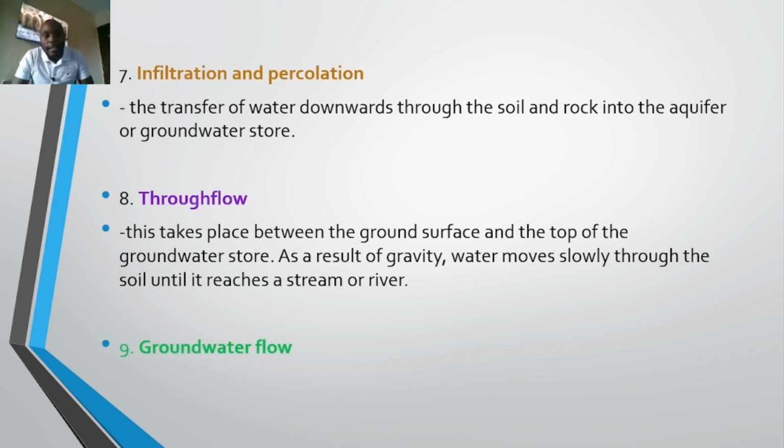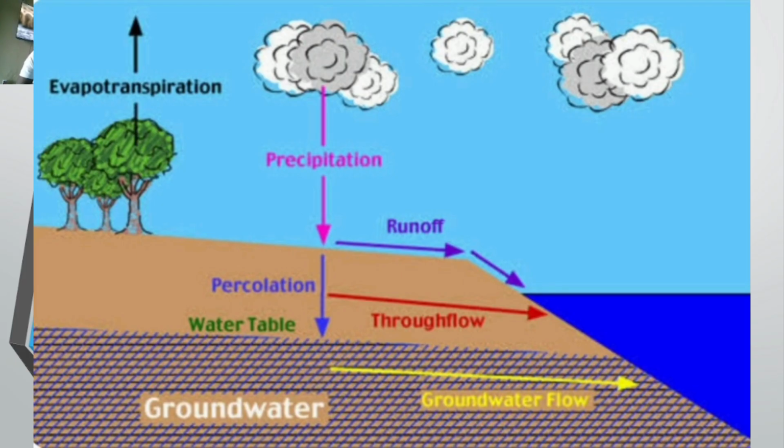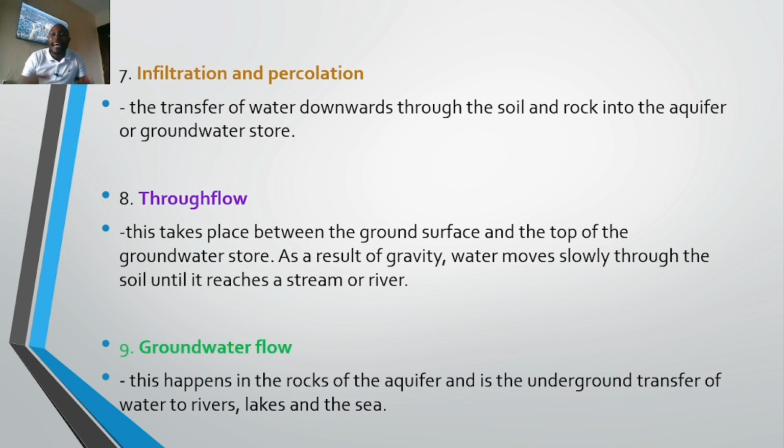And then we have now the ninth one, which is groundwater flow. What is this now? This happens in the rocks of the aquifer, not at the top now, like just near the bottom of the soil. No, we're now talking about in the rocks. That's the difference. This one is just at the top of the groundwater store and also the ground surface. But this one we are now talking about the rocks of the aquifer, when water is moving in those rocks of the aquifer, and is the underground transfer of water into rivers, lakes, and the sea. That's what we call groundwater flow. So I think I'm clear on that.